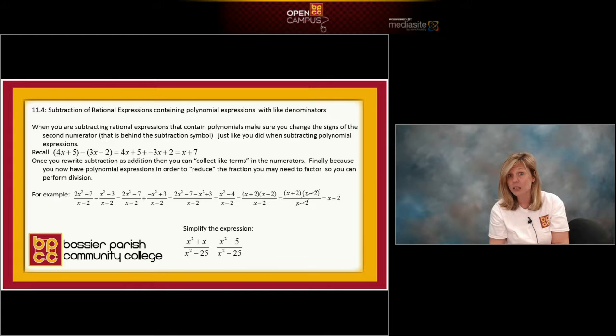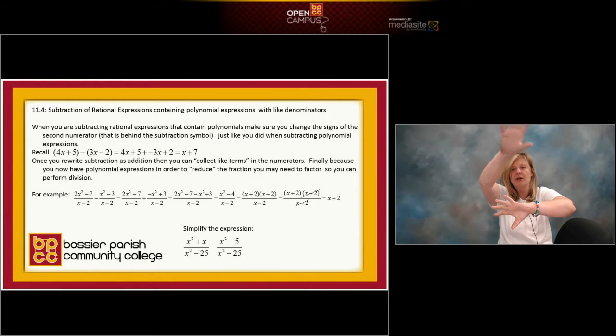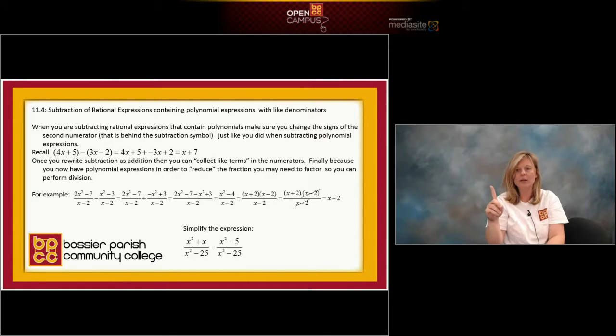Now if I look, now that I'm connected by multiplication, I have like terms. I have the same term in the numerator and the same term in the denominator. I have x minus 2 and x minus 2, so they will divide out and make 1. So 1 times x plus 2 is x plus 2.